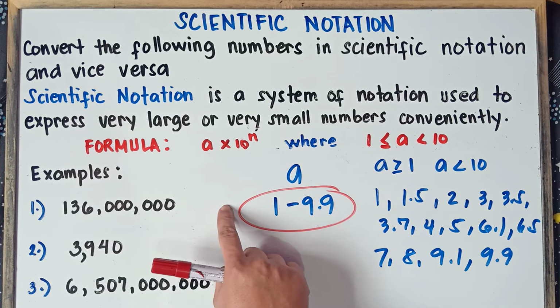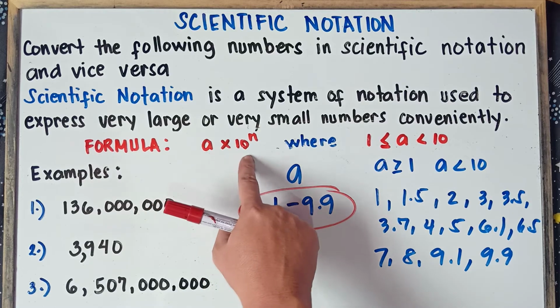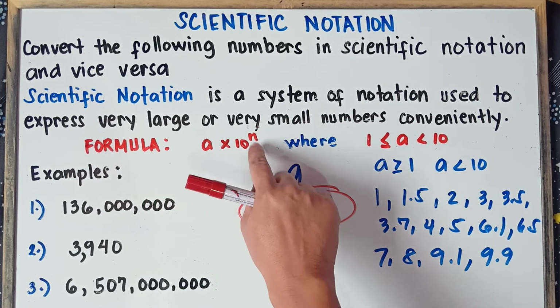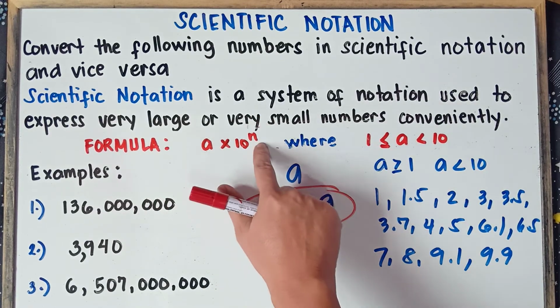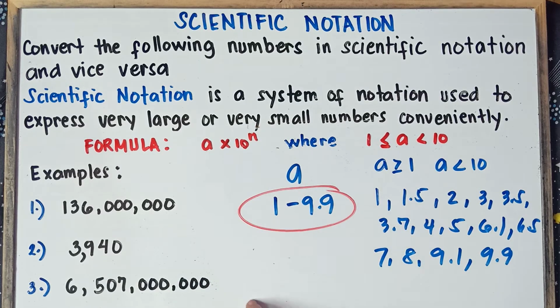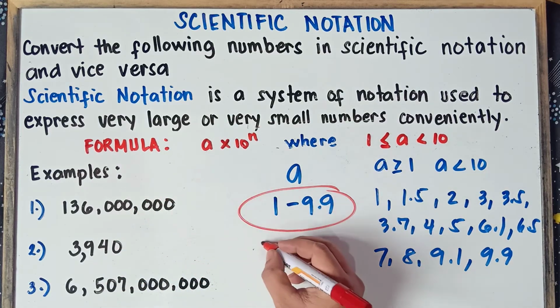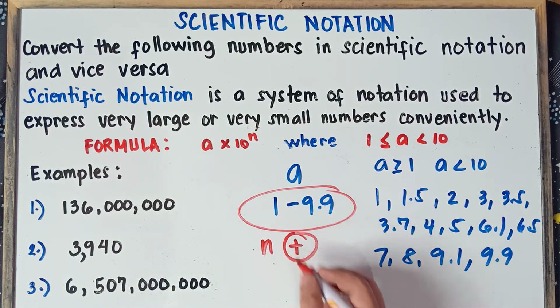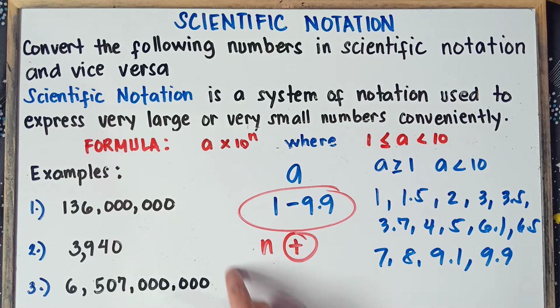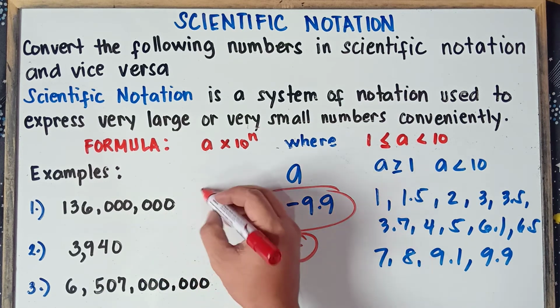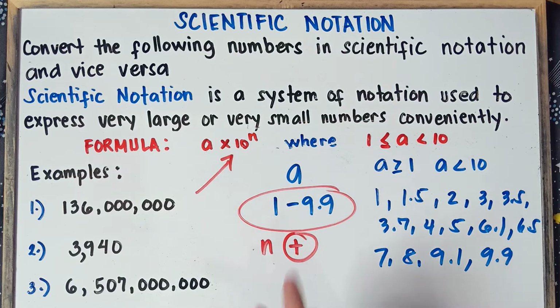Now, the formula says a times 10 raised to the power of n. Here, n is an integer. It could be positive or negative. If you're dealing with very large numbers and you convert them into scientific notation, the value of your n will be positive. Once again, if we're dealing with very large numbers, the value of our n will be positive.